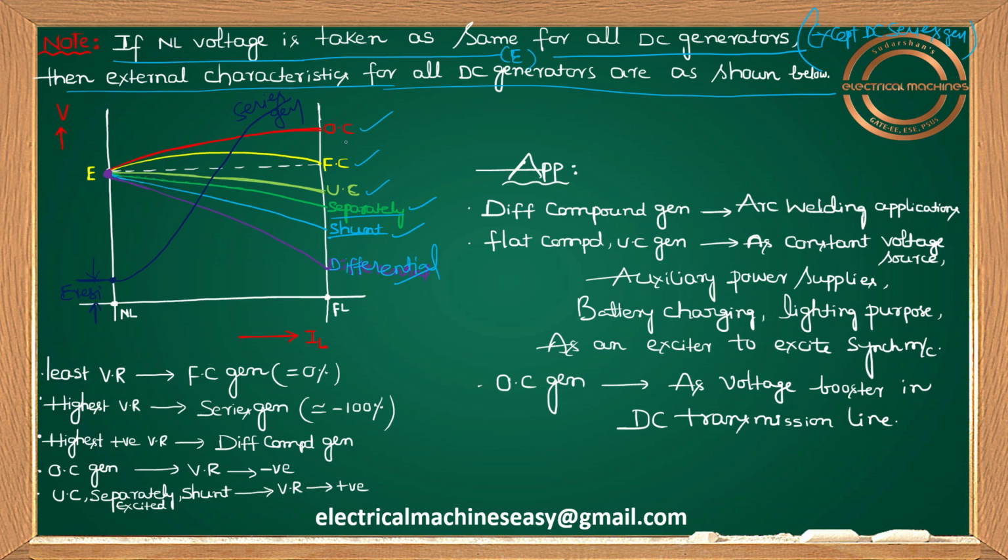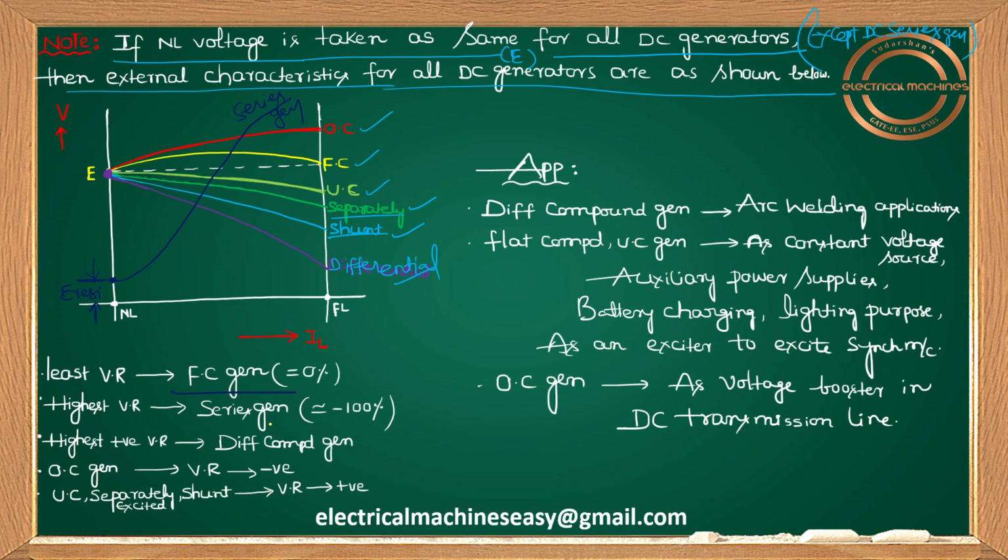So I just drew V versus IL characteristics for all the generators in one graph. I think this one I already explained. Out of all generators, which generator has the least voltage regulation? I told you the answer: flat compound generator. So what is the reason here?